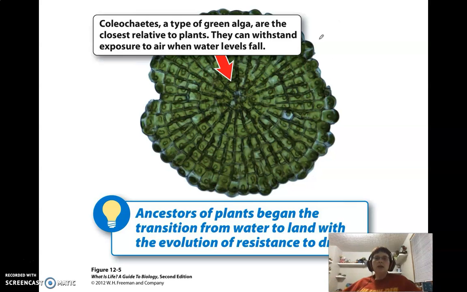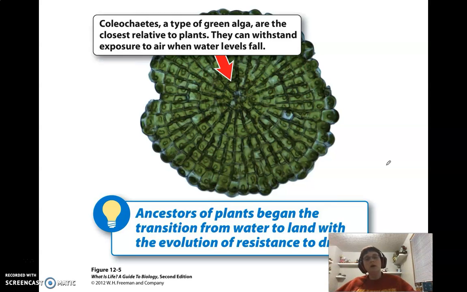Now, this is what we think the ancestor was most likely similar to. This is a current day algae. This one lives on the edges of ponds, and it can withstand being exposed to air for periods of time. So when water levels in ponds fall, when the pond dries out some, these guys can withstand being dried out for a period of time until the water comes back. Now, if they're dry for too long, they will die, but they can withstand periods of drying longer than other types of algae.